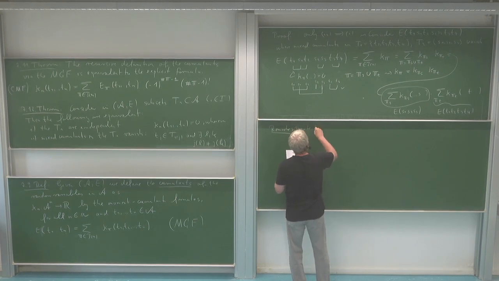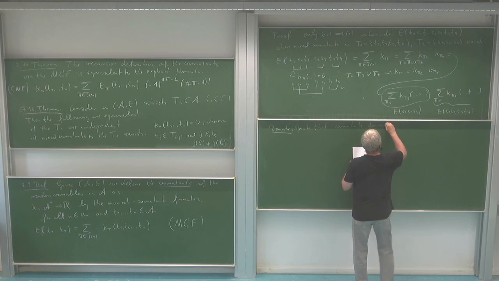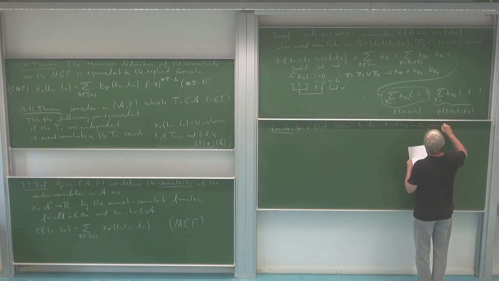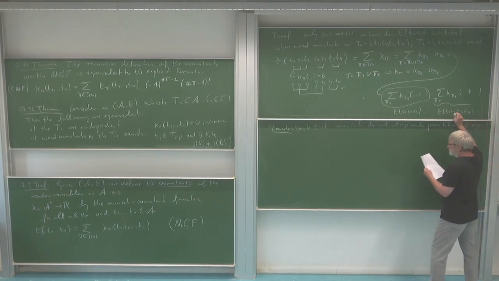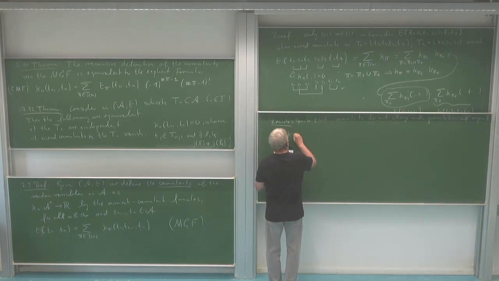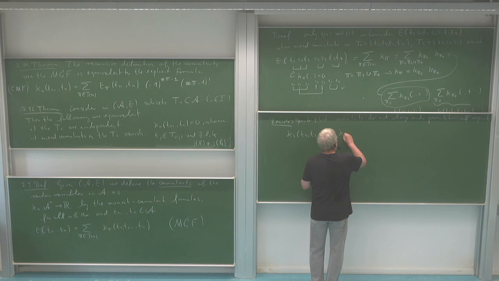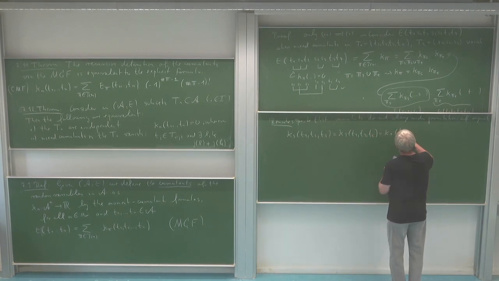So note that cumulants do not change under permutations of the arguments. So for example, just for example, kappa 3 of T1, T2, T3 is the same as kappa 3 of T1, T3, T2, or maybe it's the same as kappa 3 of T3, T1, T2, etc.